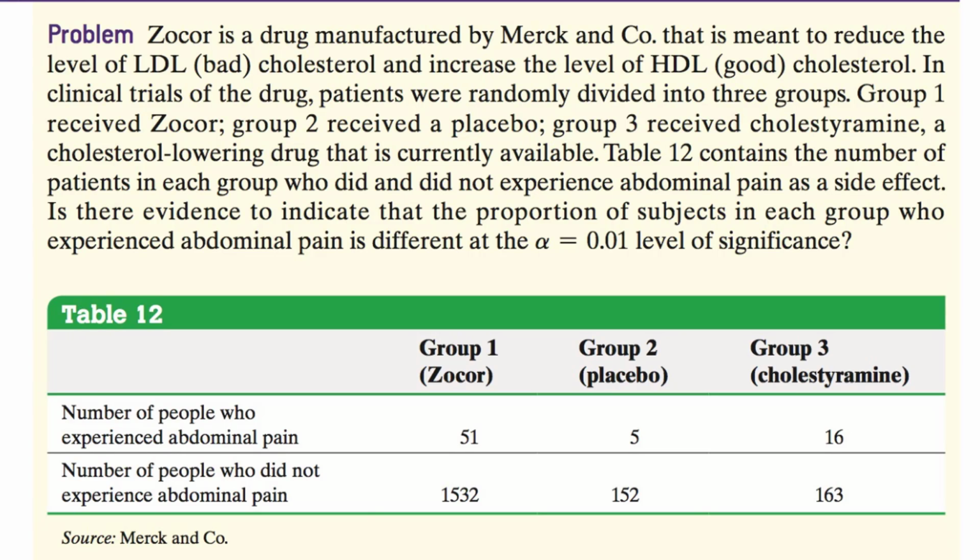So in other words, we're treating the people who receive Zocor as one population, the people who receive the placebo as another, and finally the third group, the ones that receive the other cholesterol drug, as the third population. So we have 3 populations here that we're comparing.